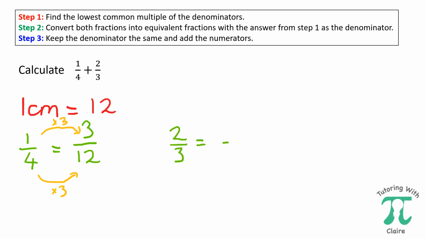2/3 as an equivalent fraction with the denominator 12. To get from 3 to 12, we multiply by 4, so we're going to multiply the numerator by 4, and 2 times 4 is 8, so 2/3 equals 8/12.